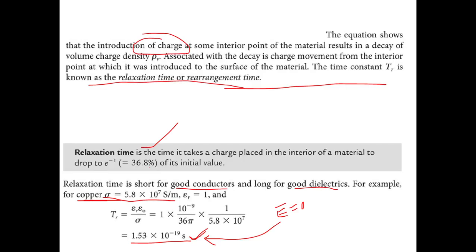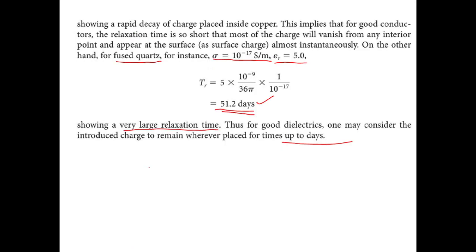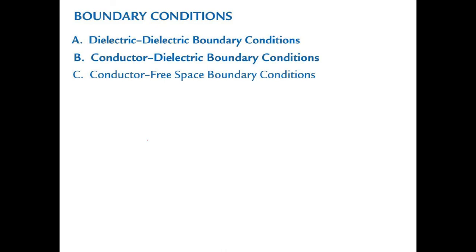I hope you understood what relaxation time is. Now we'll continue from the next class with boundary conditions. There are three types of boundary conditions: dielectric to dielectric boundary condition, conductor to dielectric boundary condition, and conductor to free space boundary condition. This will continue in the next lecture.